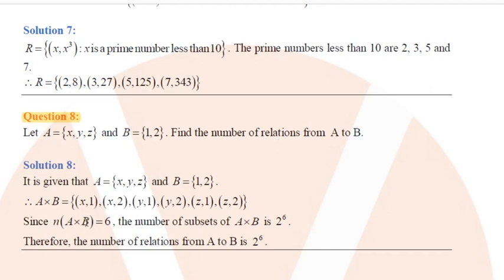But we have to find the number of relations. See here how many relations are possible. The number of relations is the number of subsets of A cross B. In A cross B there are 6 elements, 1, 2, 3, 4, 5, 6: 3 elements here and 2 here, 3 times 2 is 6. All the relations means all possible subsets of A cross B. So the number of subsets is 2 to the power 6. The number of relations from A to B is 2 to the power 6.